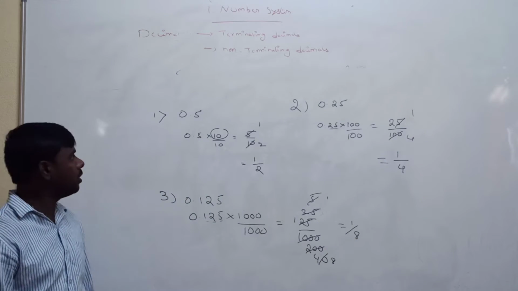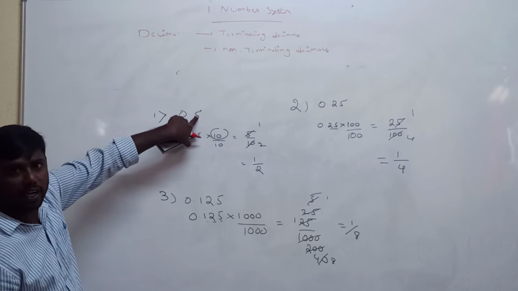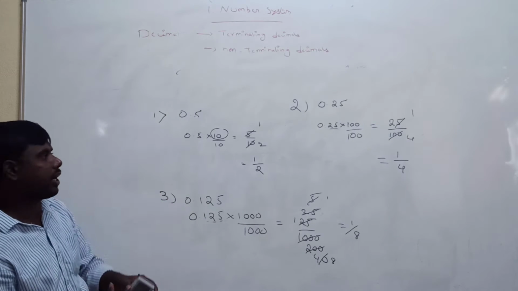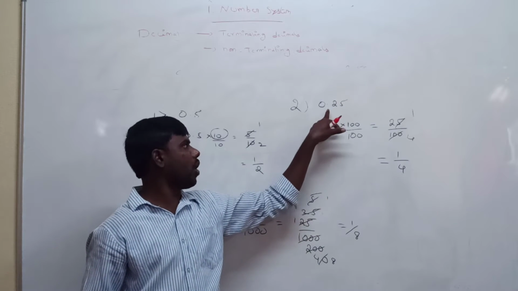So everyone understood? If one digit is there after the decimal, multiply and divide with 10. If two digits are there after the point, multiply and divide with 100.